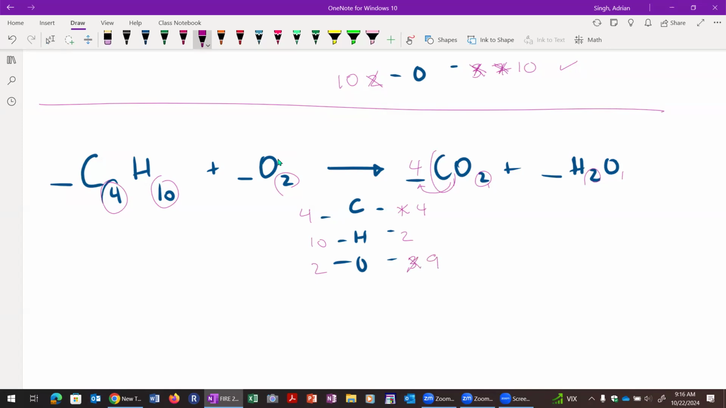Let's check out my H's. I have 10 H's on the left, so 2 times something should give me 10. 2 times 5 is going to give me 10. I've changed my oxygens now, so 5 times 1 is 5, plus the 8 is going to give me 13. So now I need to make 13 O's on the left side. So 2 times something should give me 13.